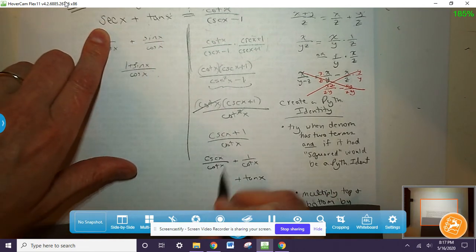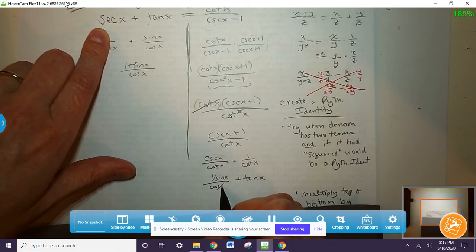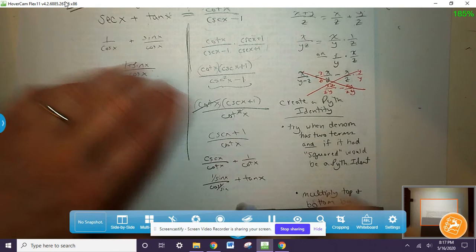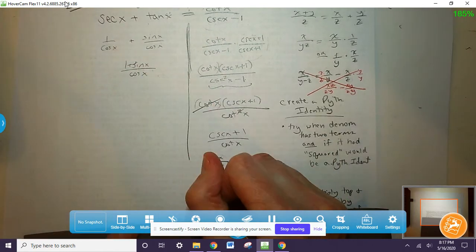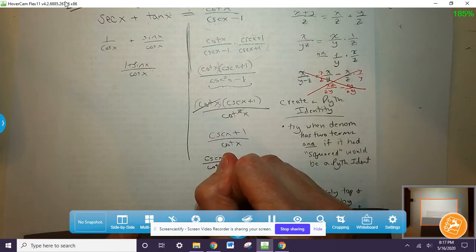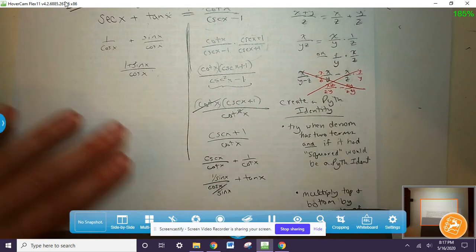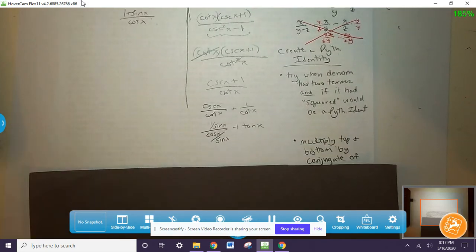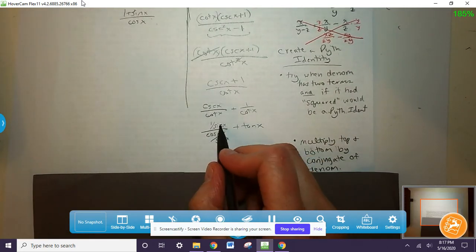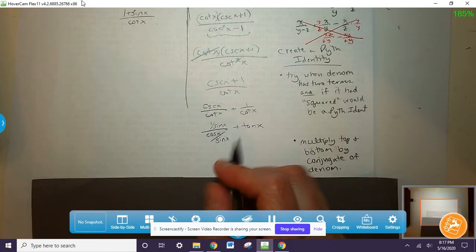So let's change this to 1 over sine over cosine over sine. Don't forget the x every time you write a trig function in this one. In some problems, it'll be alpha or beta, but in this problem, it's x. And when you have 1 over sine over sine, it's going to become 1 over cosine.